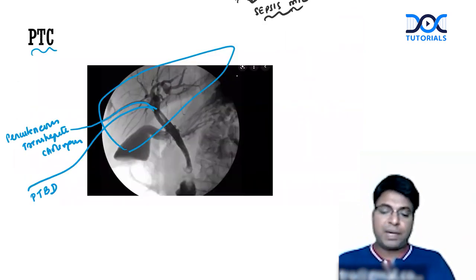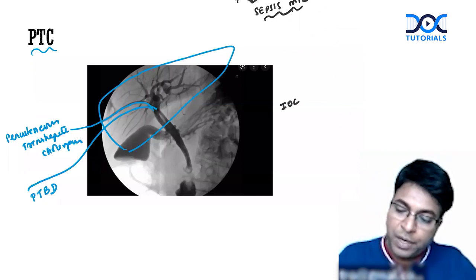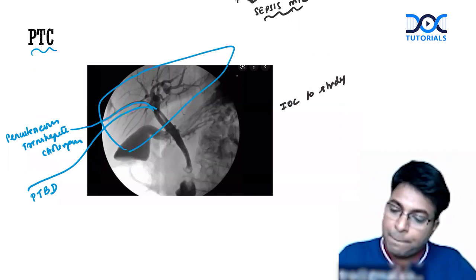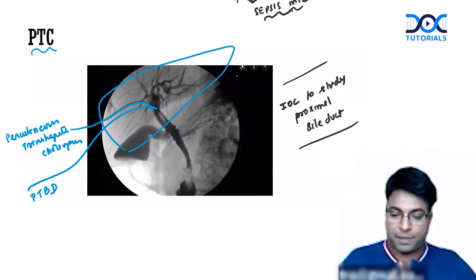Okay. So percutaneous transhepatic cholangiography is the investigation of choice to study the proximal biliary duct. This is a line from Bailey and Love. This is an expected MCQ for NEET PG.